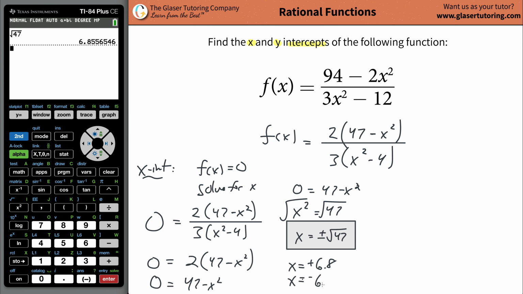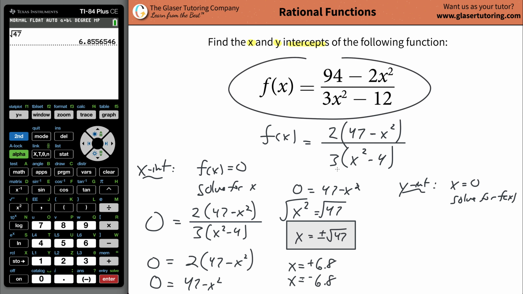Maybe if you round it, it would be 6.9, but honestly, who cares? All right, it'd be somewhere around this. So those are the x-intercepts. Now, to find the y-intercept, you're going to set every x value of your function equal to 0 this time and solve for f of x. So you're going to basically do the opposite.